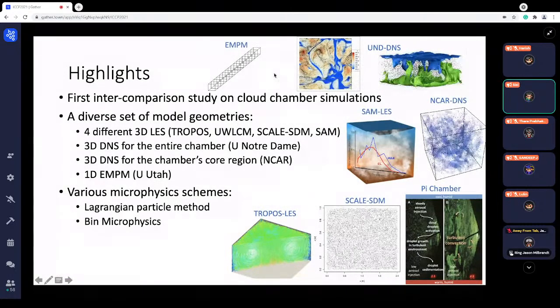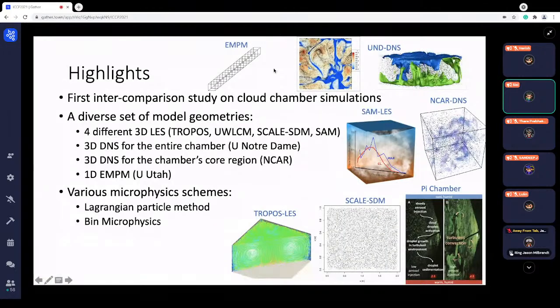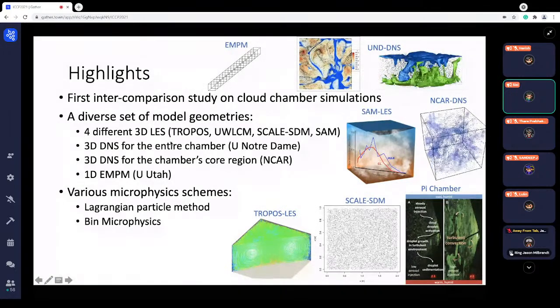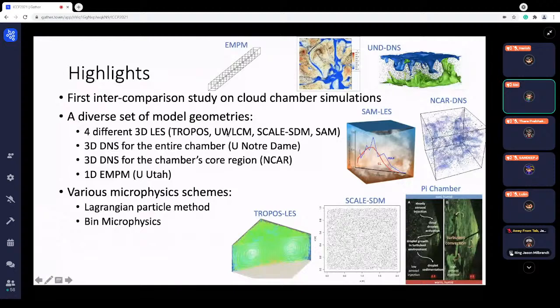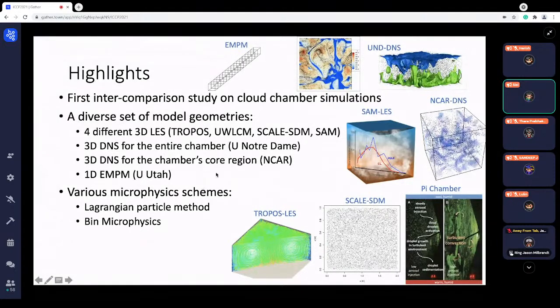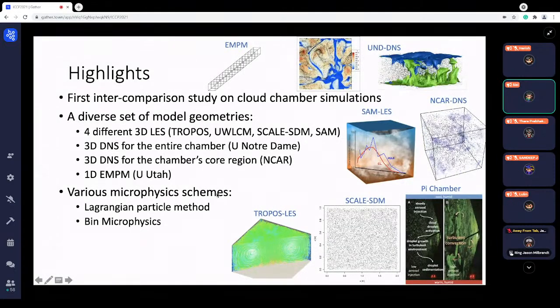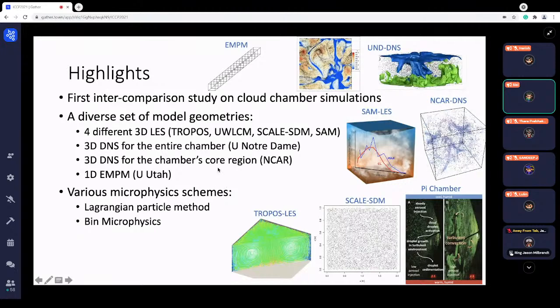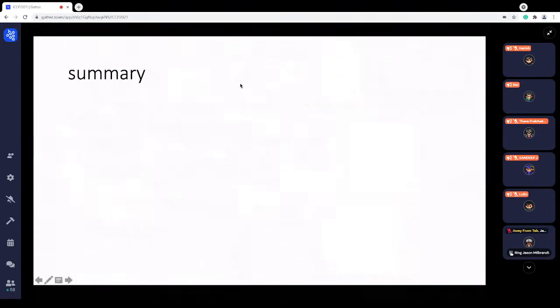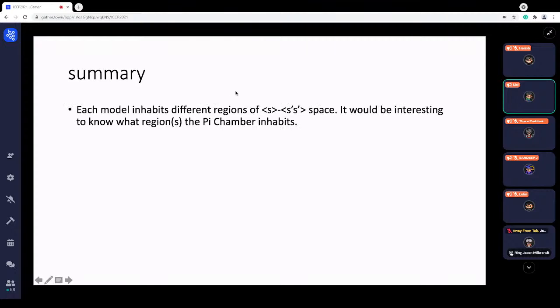This was the first intercomparison study on cloud chamber simulations. So the comparison was performed among a diverse set of model geometries as well as various microphysics schemes. In summary, we found that the models inhabit different regions of mean supersaturation and fluctuation space. It will be interesting to know what regions the real Pi chamber inhabits.